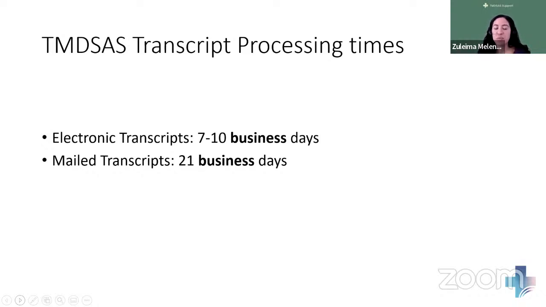So the TMDSAS transcript processing times are as follows. For electronic transcripts, those are typically processed and uploaded to an application within 7 to 10 business days. And mailed transcripts can take about 21 business days to be processed and uploaded to the application. And the reason why we highlight business is because we're not open over the weekend. So you'll definitely want to keep in mind that it will only be the Monday through Friday dates in which you can count how many days until you can expect to receive an email confirmation that your transcripts have been processed and uploaded to the application.